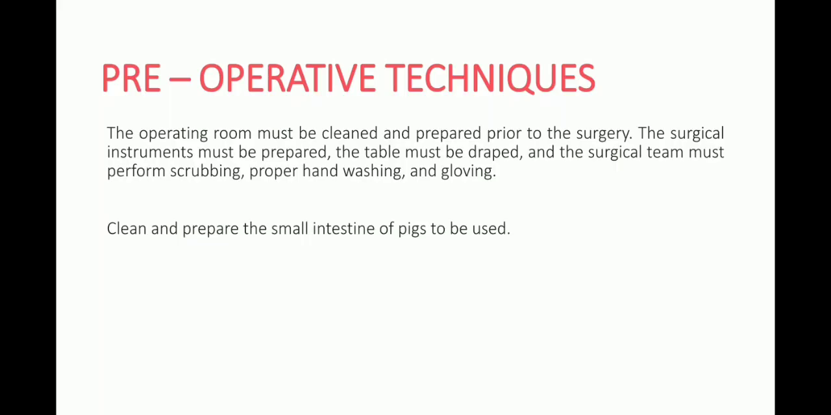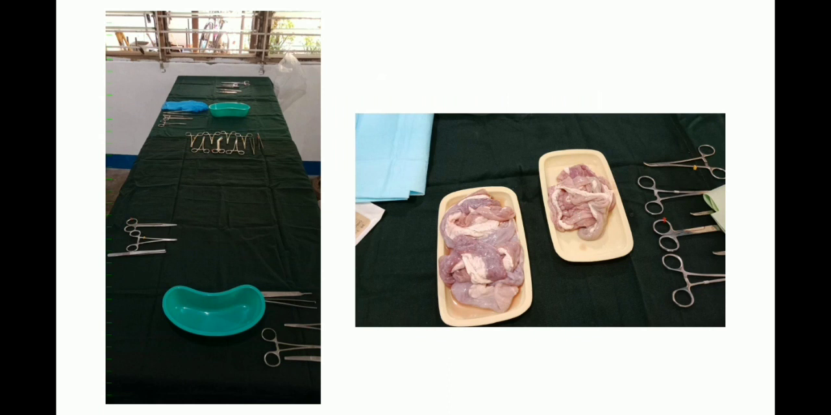Preoperative techniques. As per usual, the operating room was prepared in a sterile manner. The table was draped, and all the surgical tools and instruments to be used were organized. The surgical team observed asepsis by performing the surgical scrub and proper gloving. Prior to the surgery, the small intestine to be used was cleaned and prepared. So here are some documentations of the preparation prior to the surgery.